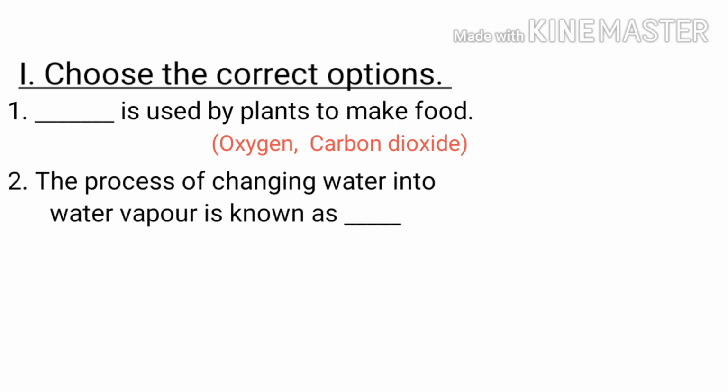Second question. The process of changing water into water vapor is known as dash. You have two options again, evaporation and freezing. Choose and write. Your time starts now.